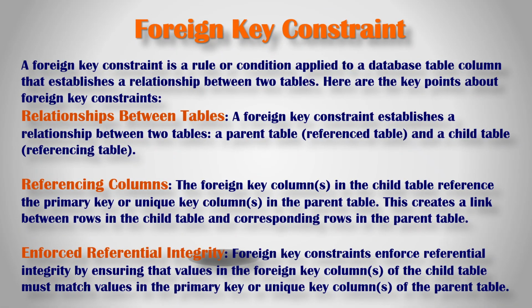A foreign key constraint is a rule or condition applied to a database table column that establishes a relationship between two tables. Here are the key points about foreign key constraints. Relationships between tables. A foreign key constraint establishes a relationship between two tables: a parent table (reference table) and a child table (referencing table).